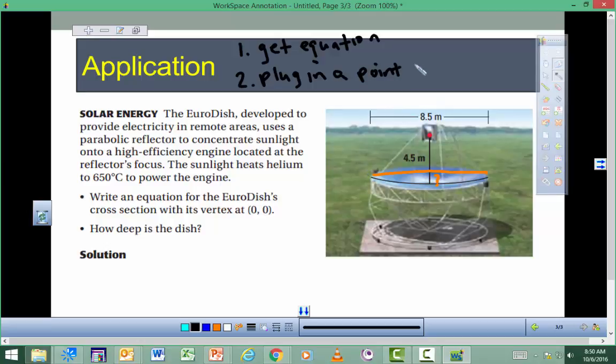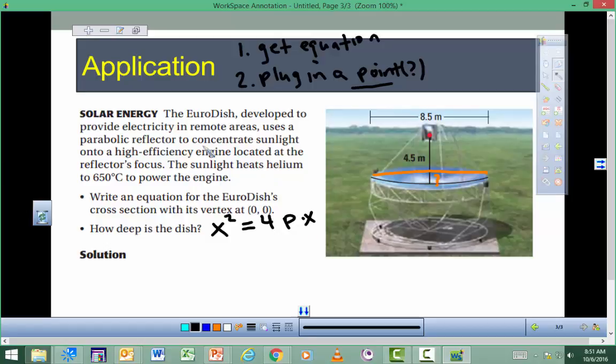Now usually this step here is the one that's a little bit tricky, so pay attention so you see how this works. This thing opens upwards, right? So what does the equation look like? It's got to look like x squared is equal to 4px, right?